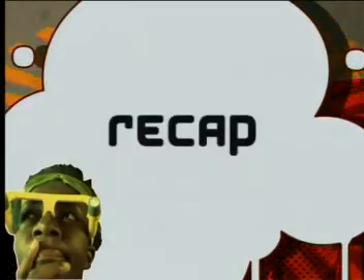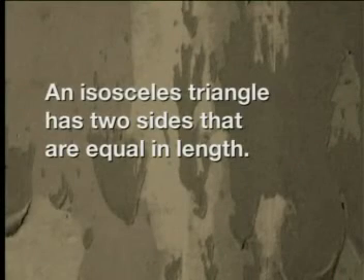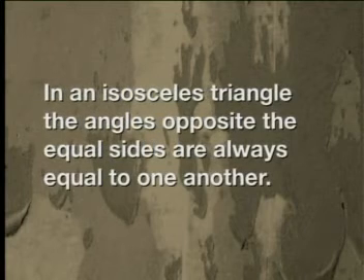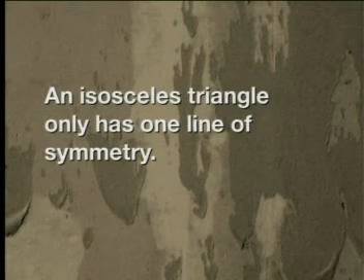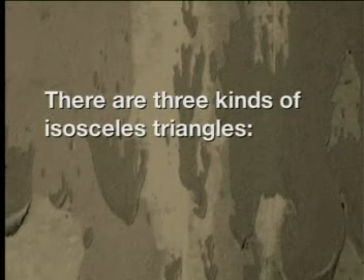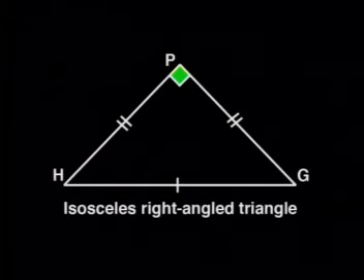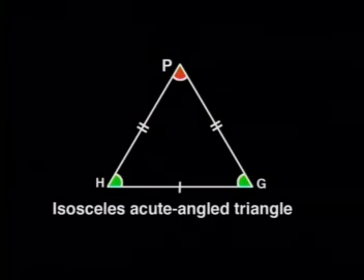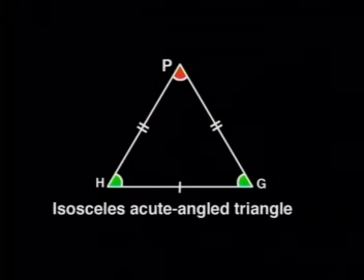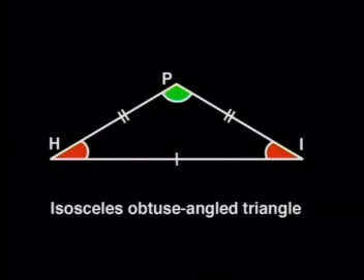Let's recap what we have learned today. An isosceles triangle has two sides that are equal in length. In an isosceles triangle, the angles opposite the equal sides are always equal to one another. An isosceles triangle only has one line of symmetry, and there are three kinds of isosceles triangles, namely isosceles right angle triangle, isosceles acute angle triangle, and isosceles obtuse angle triangle.